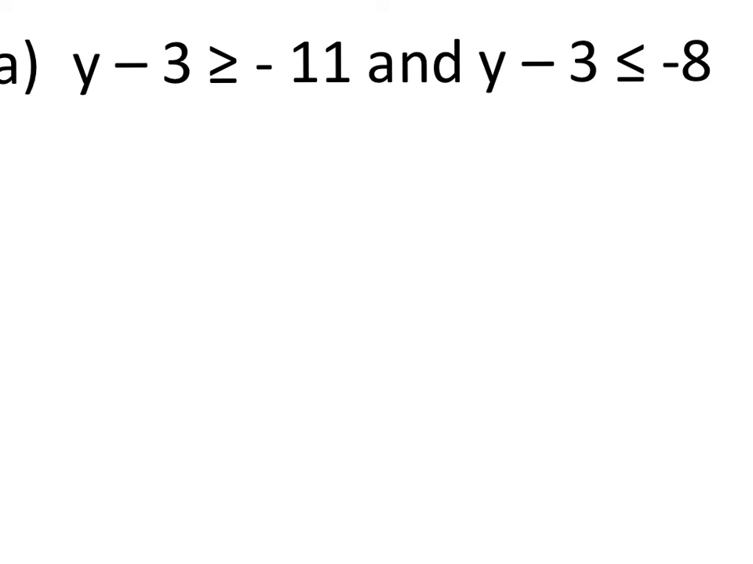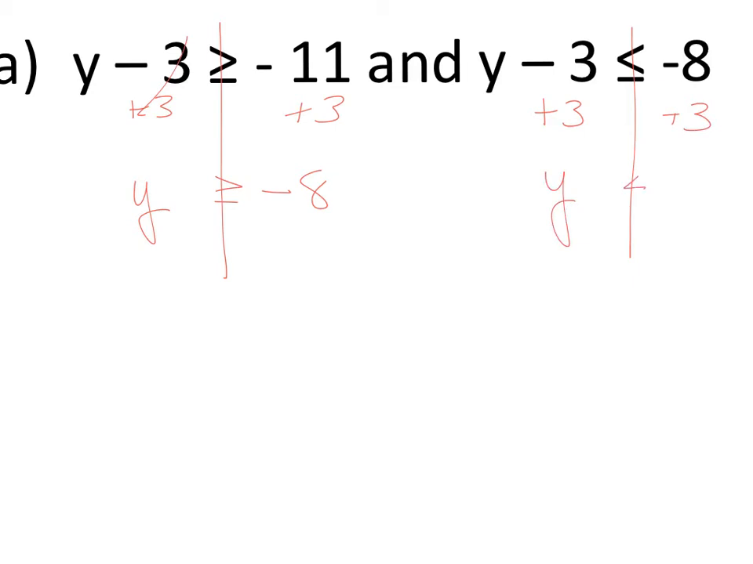So I'm going to start by solving this first one. Draw a line or wall if you need to. We're going to add 3 to both sides. So y is greater than or equal to -8. Same thing on the second guy here. We're going to add 3 to both sides on this guy too. And y is less than or equal to -5.